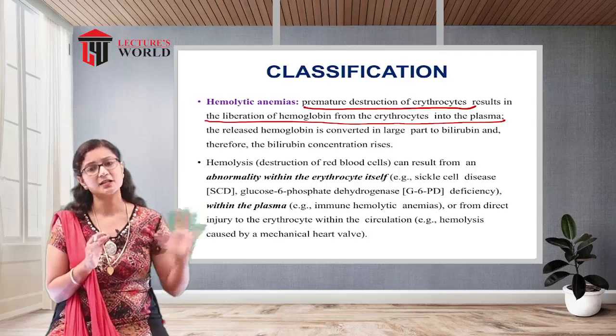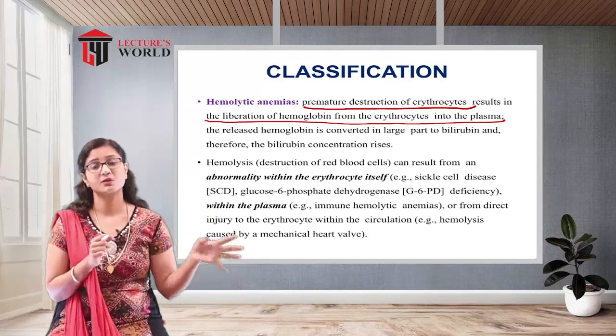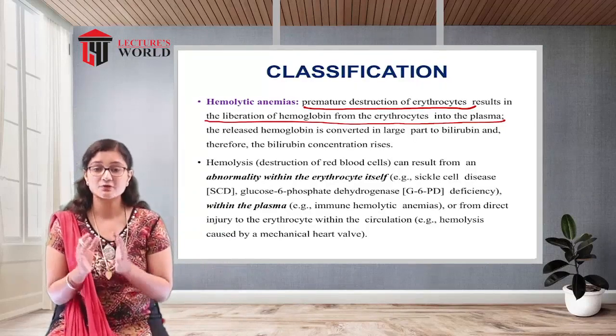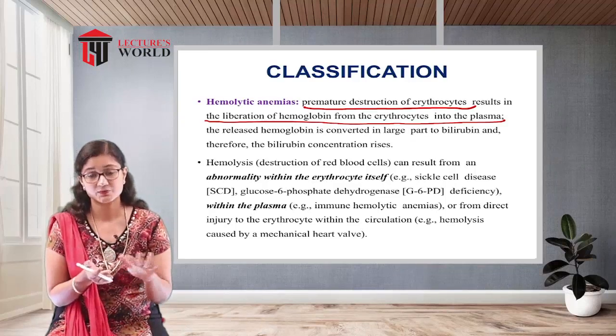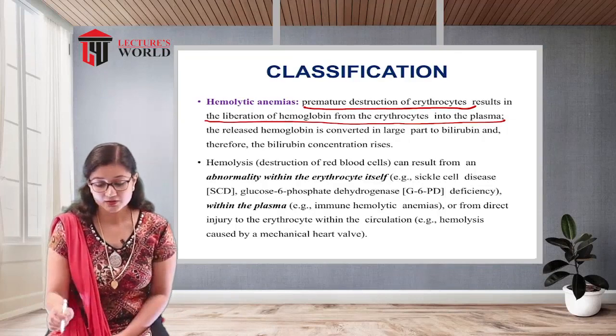Many RBCs are formed from the bone marrow, and the necessary factors are present in the body. That's why a good amount of RBCs are formed. But after formation, the RBCs are destroyed. Understood? Okay, so this results in liberation.